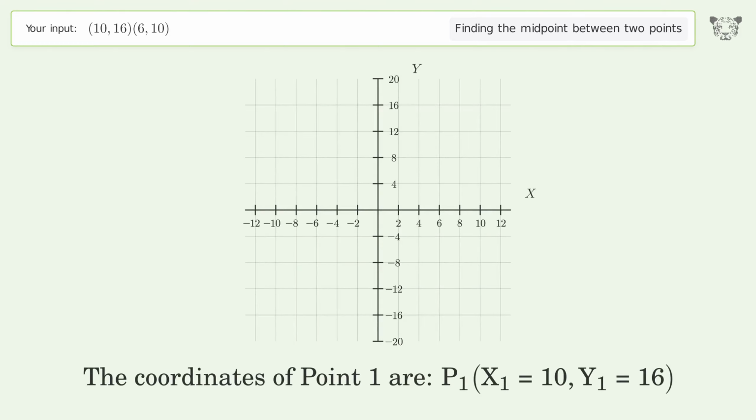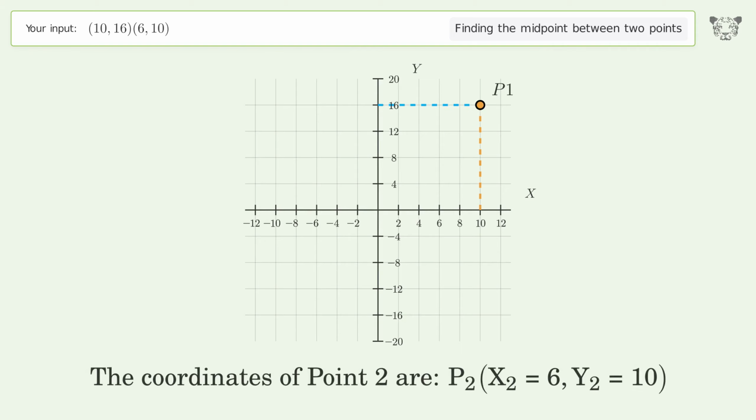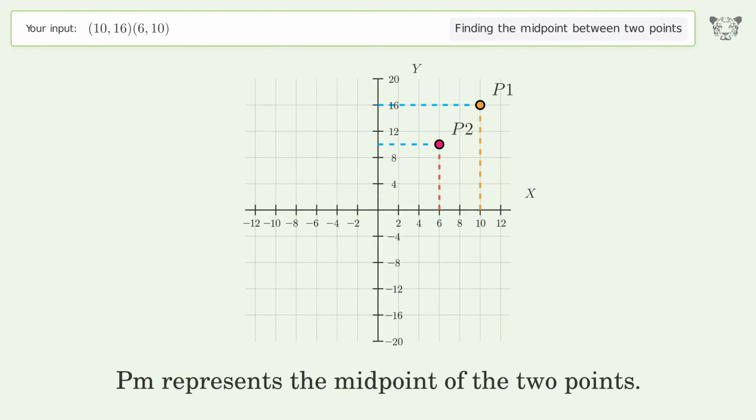The coordinates of point 1 are x1 equals 10, y1 equals 16. The coordinates of point 2 are x2 equals 6, y2 equals 10. PM represents the midpoint of the 2 points.